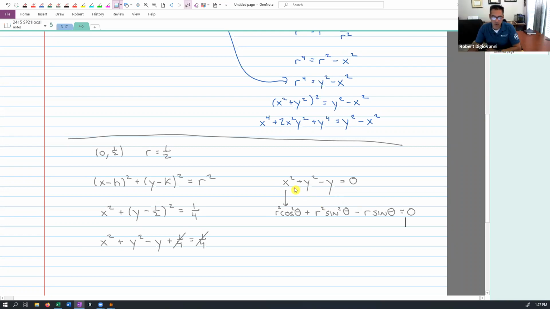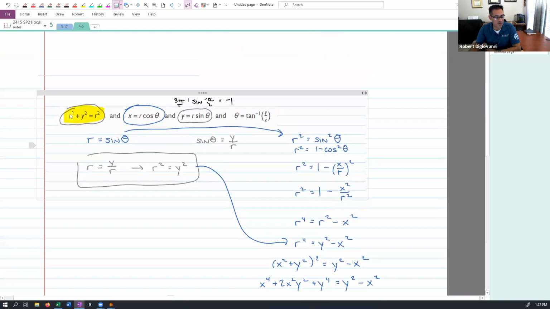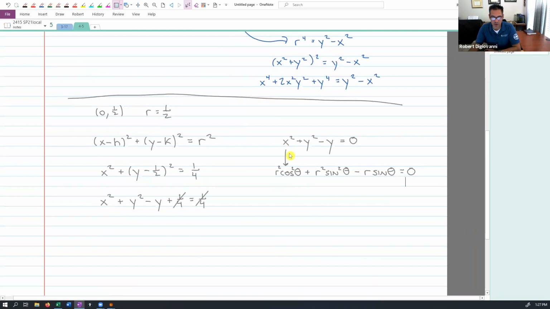Equals 0. By the way, for this x squared plus y squared, I could have just used the conversion that x squared plus y squared is r squared. But I wanted to illustrate that if you just replace them, you can factor out your r squared, and you'll be left with the 1 there, since sine squared plus cosine squared is 1, then minus r sine theta equals 0. So here's where we are: r squared minus r sine theta equals 0. Almost there. Factor an r out.